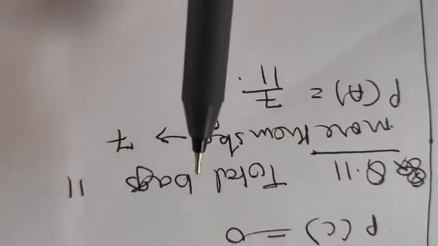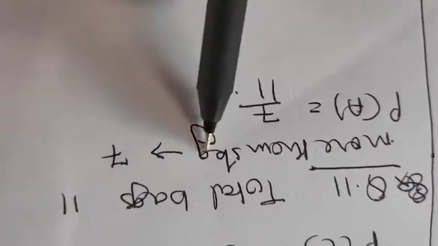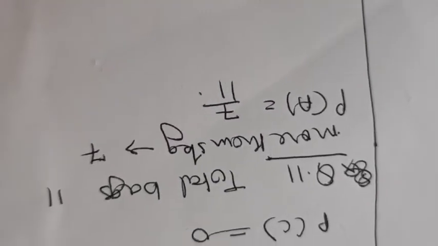So in what case is more than 5? 1, 2, 3, 4, 5, 6 and 7 cases are such where you have more than 5 kilograms of weight in the bag. So if you want to compute probability, total number of bags are 11, more than 5 kilograms 7. So probability will be 7 by 11. Clear? Now we move on to the 12th question.